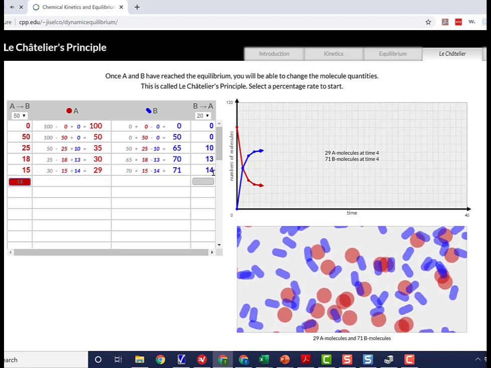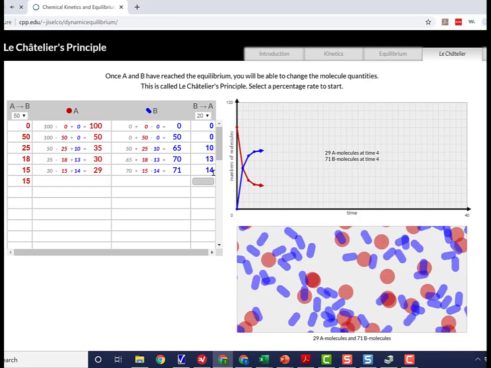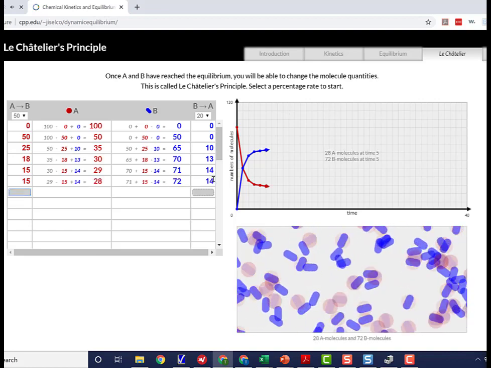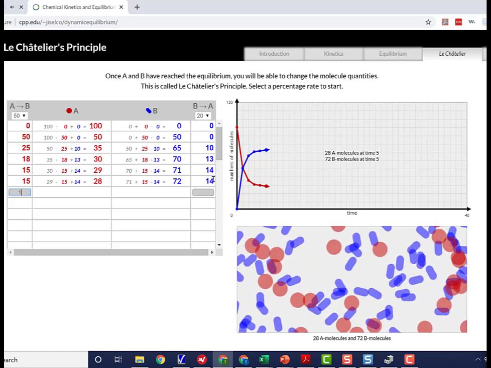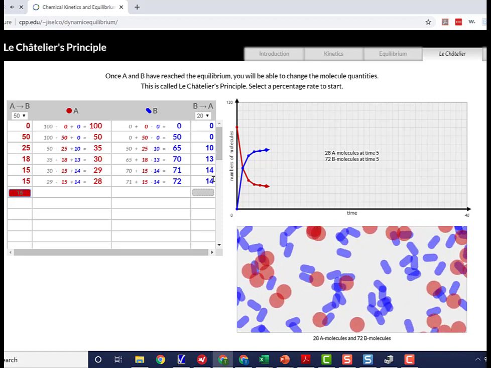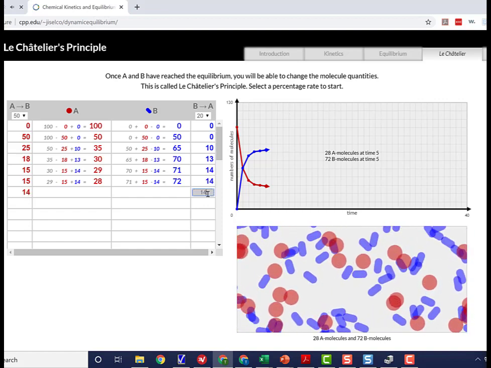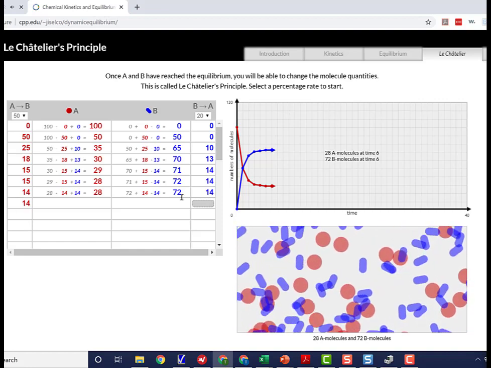And that's 14. Oops, still 15. And that's still 14. That's still 15. Nope, that's 14. And that's still 14. So now we're at equilibrium. 14 are going to change every time.